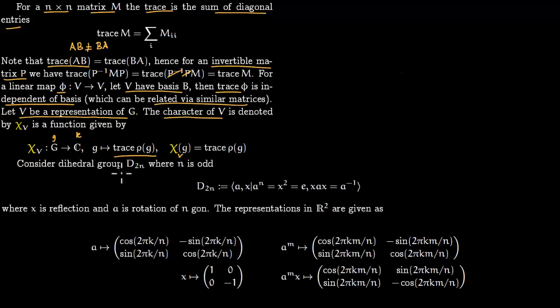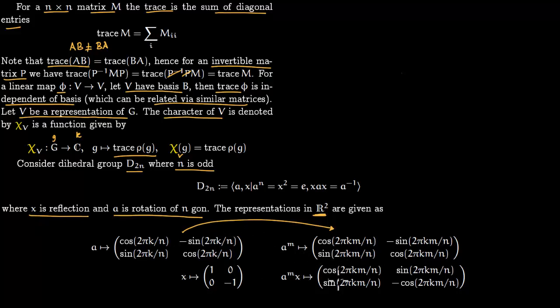So let us immediately give an example. Consider the dihedral group D2n where n is odd. It is given like this. There are two generators, a and x, where a is the rotation of the n-gon and x is the reflection. So we can talk about its representation in R2. So the vector space is R2. a is mapped like this, which is just the rotation. If you do a to the m, it is mapped like this, so basically the same matrix with m extra. x is just a reflection, and a to the m x is just a reflection around a rotated line.